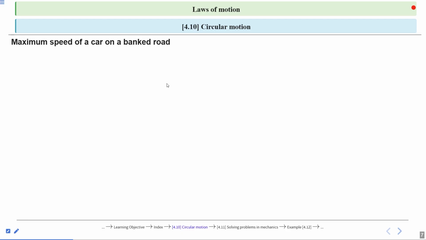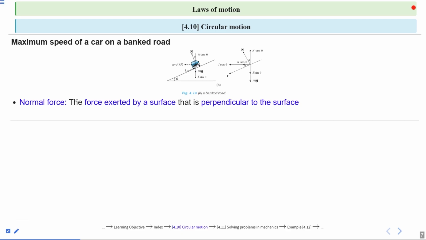Next, normal force. The normal force is represented by N. This is the normal force. It is the force exerted by the surface that is perpendicular to the surface. Here, look at figure 4.14, N is perpendicular to the surface.